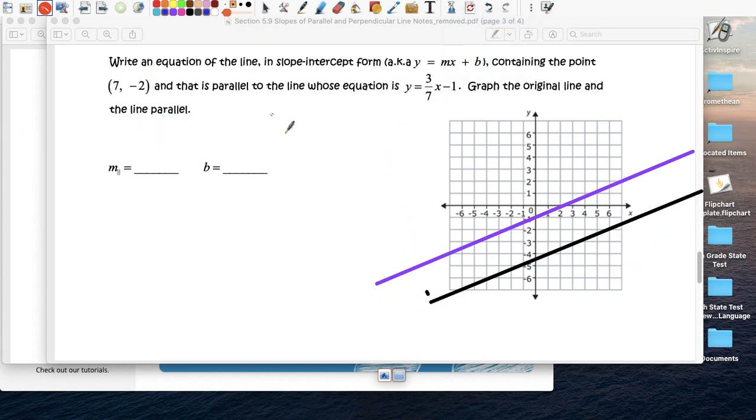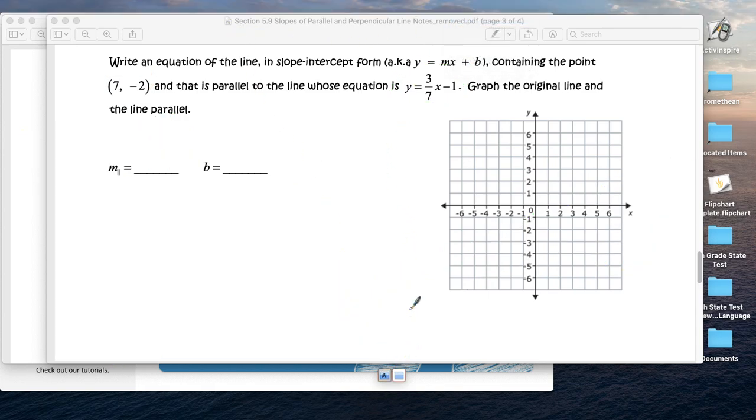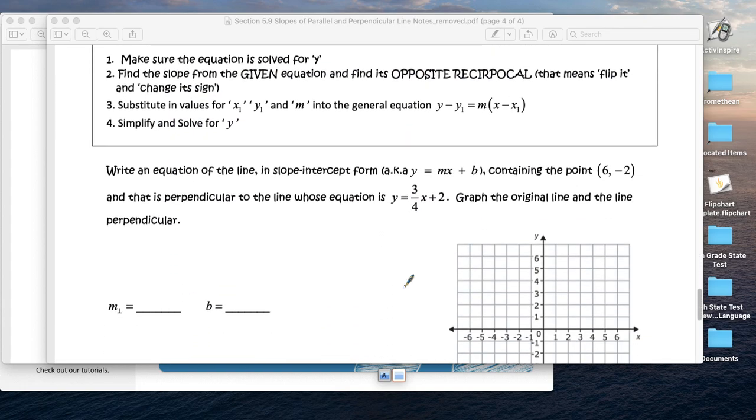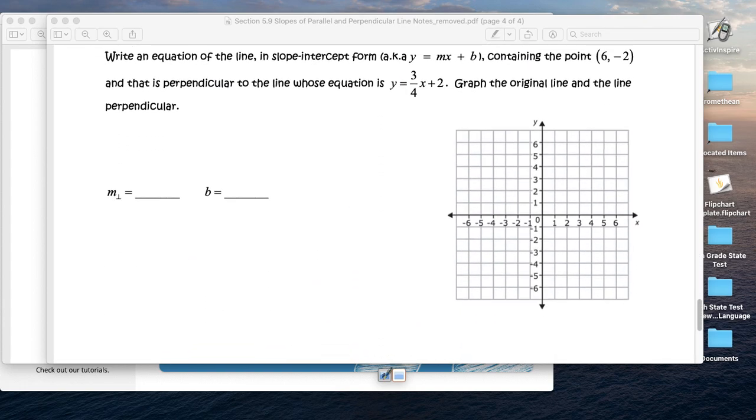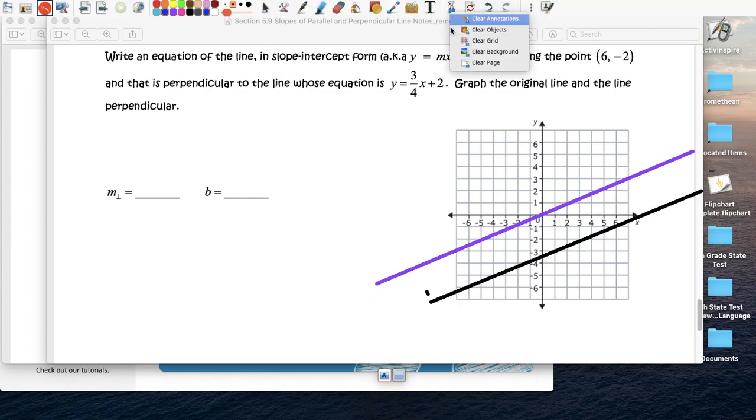All right, so that's it for parallel. Let's do a couple that deal with perpendicular. Same thing, except for a couple of minor differences here. Clear objects.